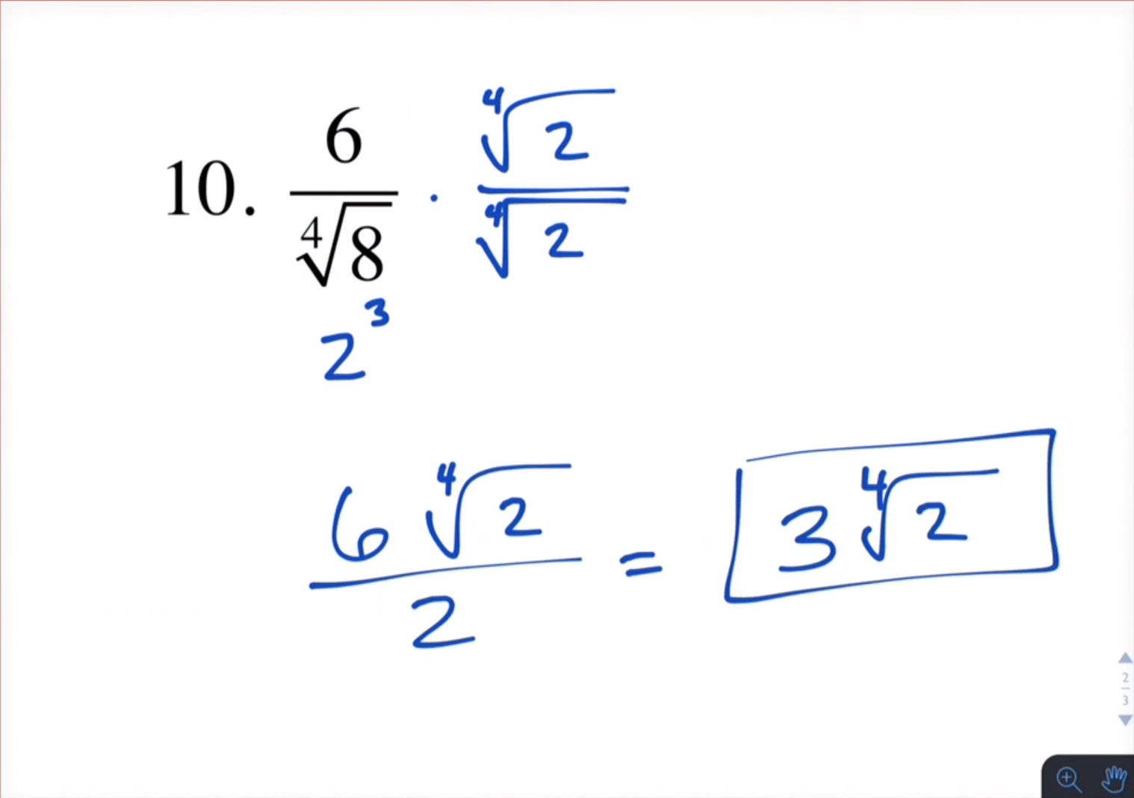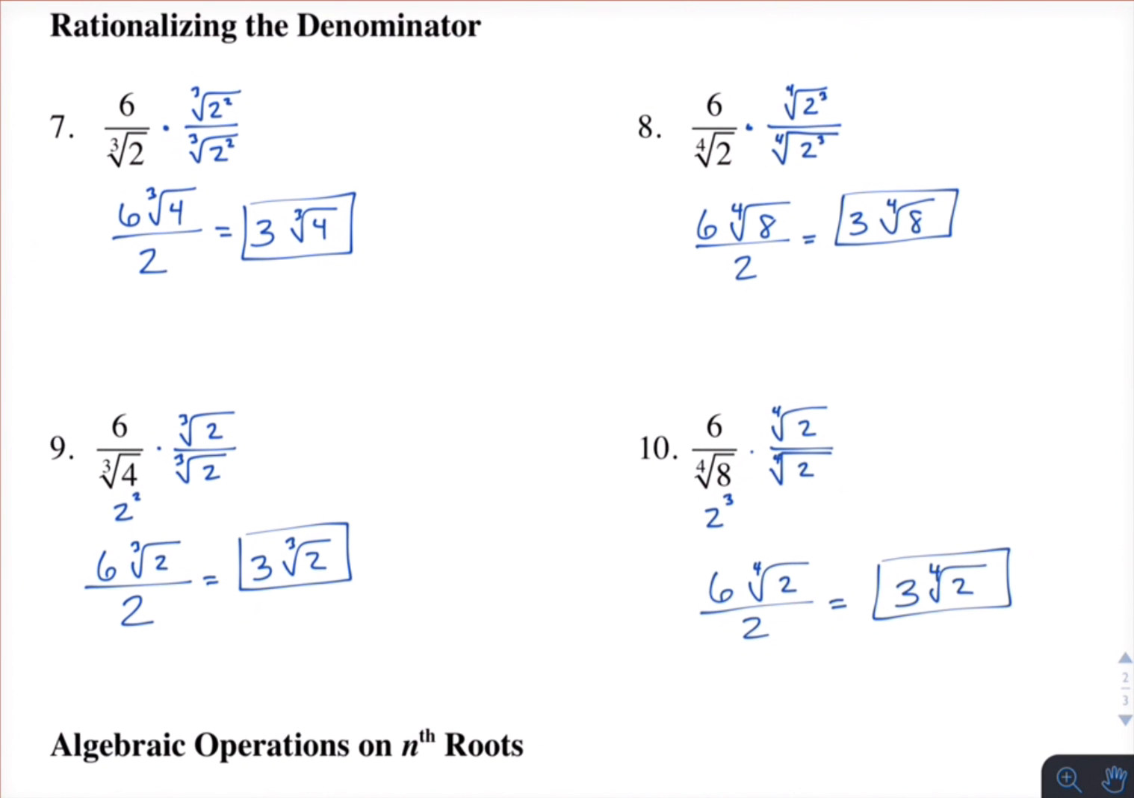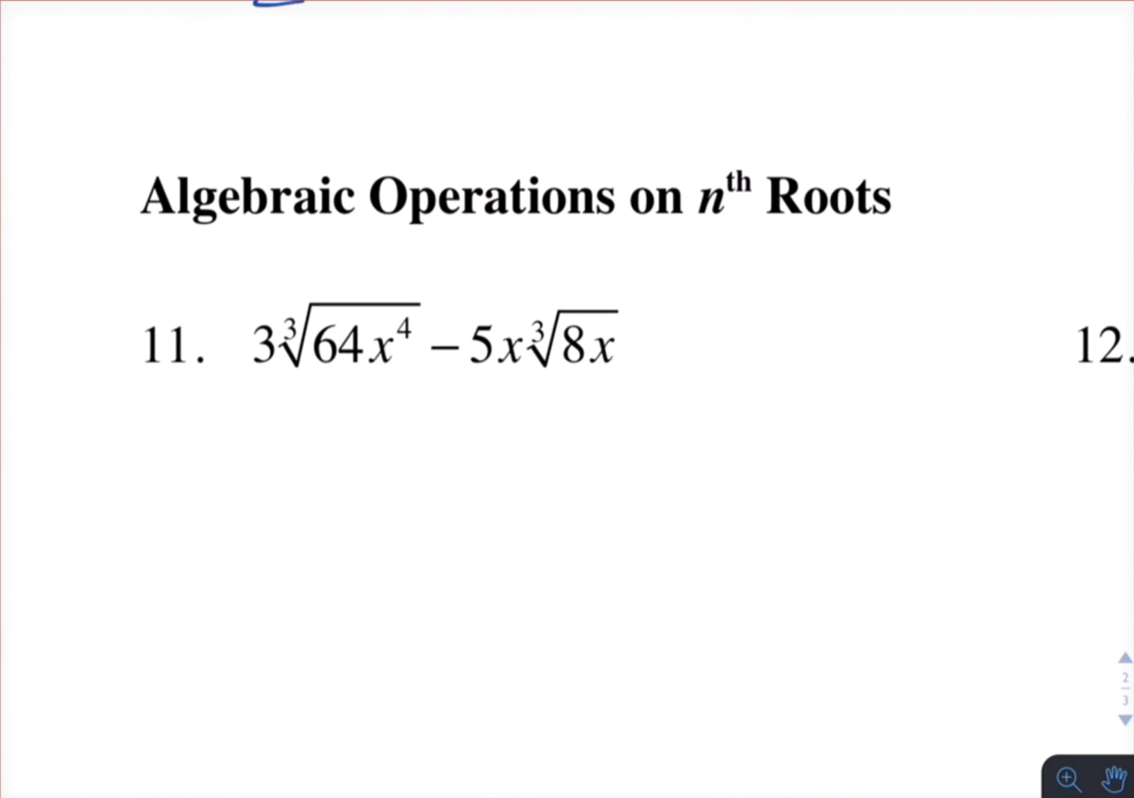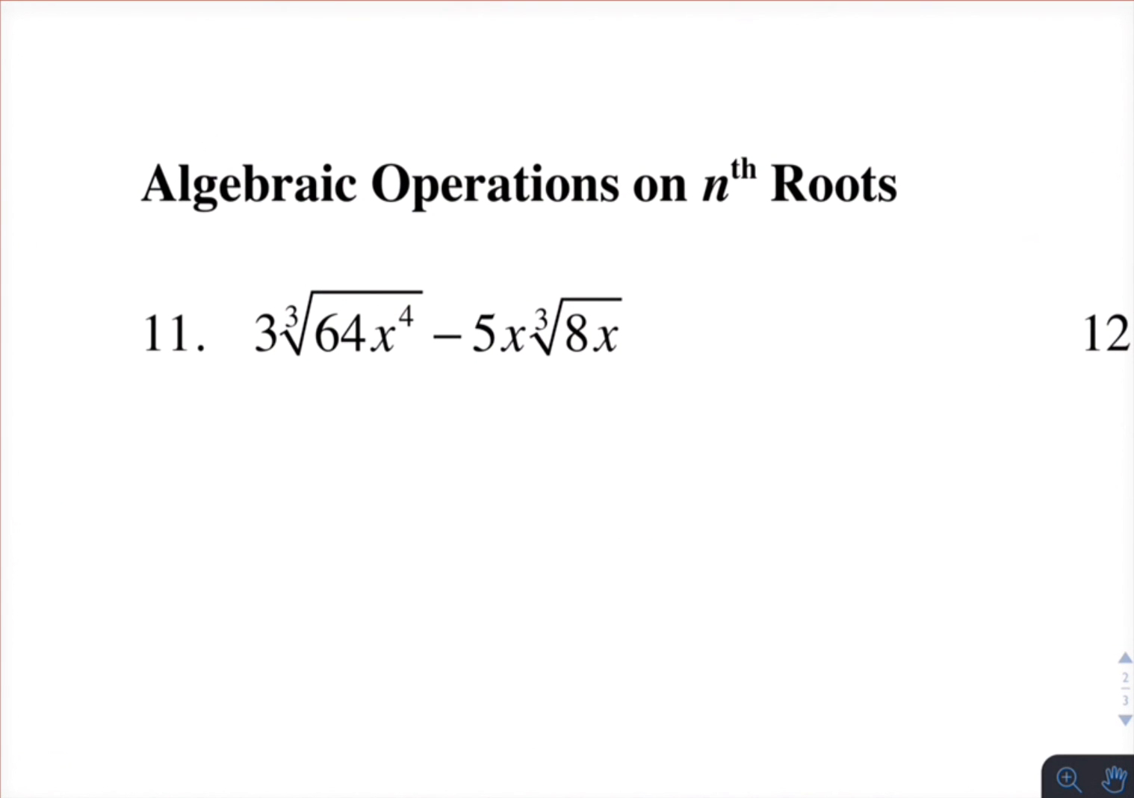And there you have it. So that's rationalizing the denominator. Again, notice in each instance, we got rid of the root in the denominator. And now for algebraic operations, keep in mind that the index must be the same.